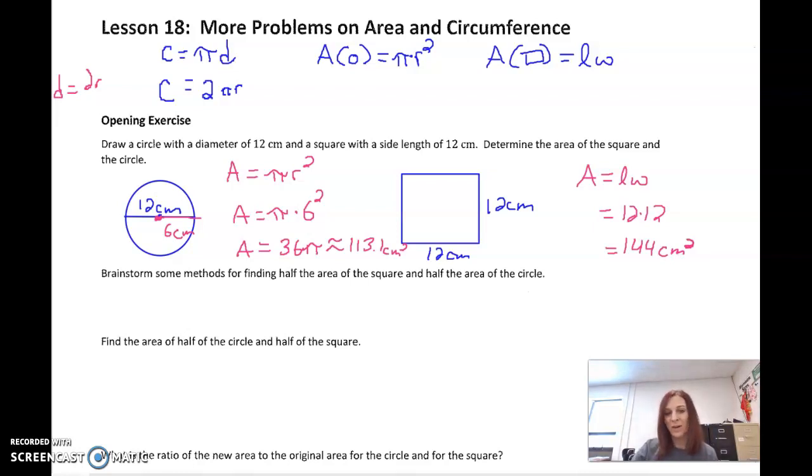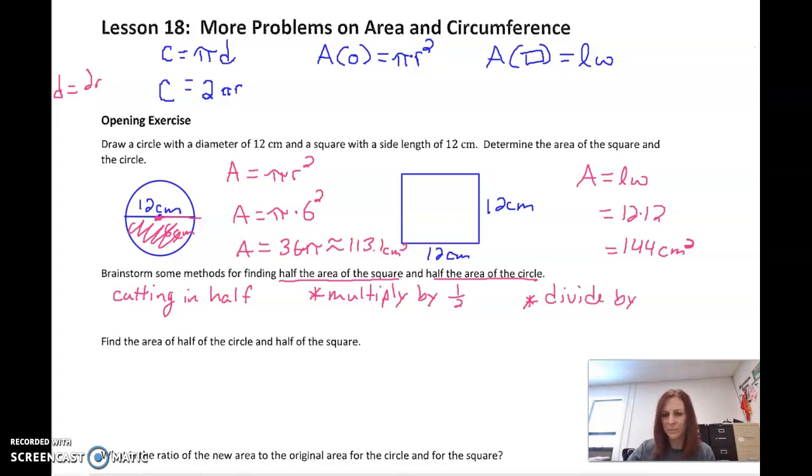So brainstorm some methods for finding half the area of the square and half the area of a circle. Okay, so if we want half of this, we're cutting it in half. And if we want to cut something in half, we have a couple options here. We can multiply by half, or we can divide by 2. Means the same thing. If we're breaking things up into 2 parts, we're either multiplying by half or dividing by 2. So it says find the area of half the circle and half the square.